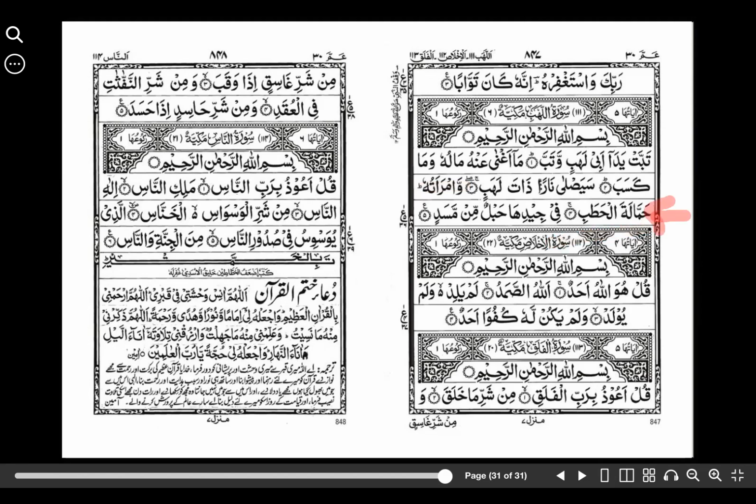Wamra'atuhu hammalat al-hatab. I think I missed the ta. Hammalat al-hatab. Yes, the ta is empty and the ta is full mouth. Hammalat al-hatab. Yes, and then fi jidiha hablum min masad. Mashallah, that's good.